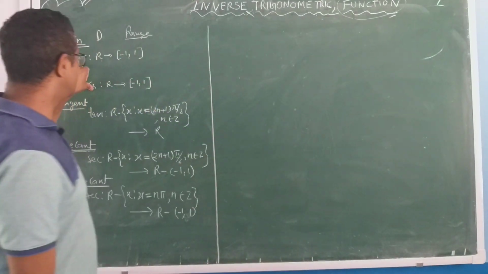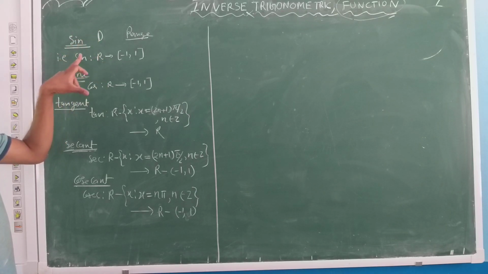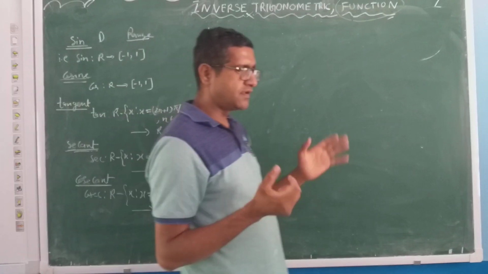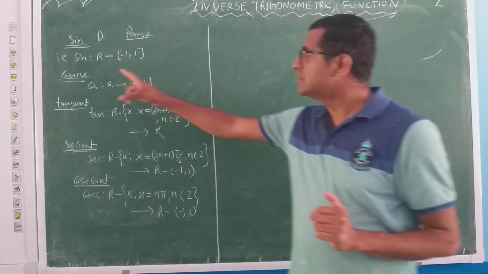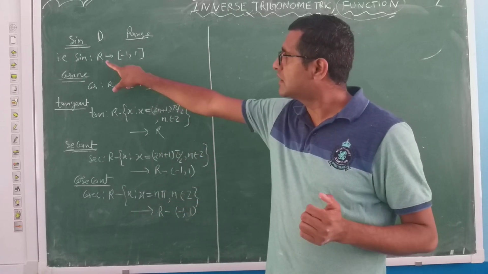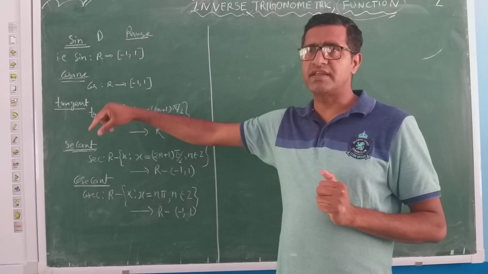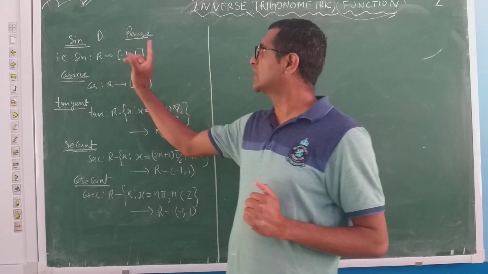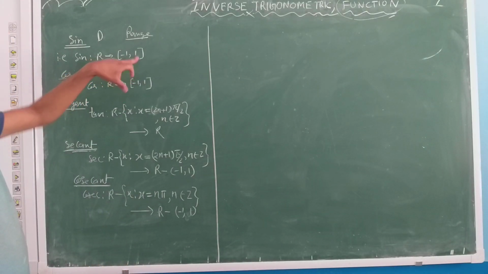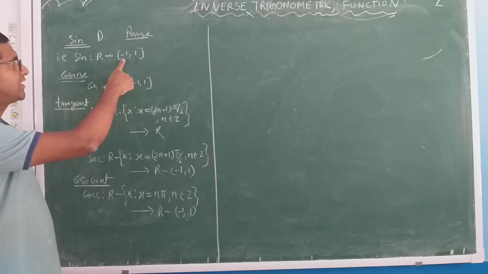Since the domain of the sine function is all real numbers, my dear student, you must know that the angles in terms of radians are all real numbers. Pi is real, pi by 2 is real, 2 pi is real, pi by 4 is real. But the range will be only -1 to 1, since the maximum value of sine is 1 and the minimum value is -1.